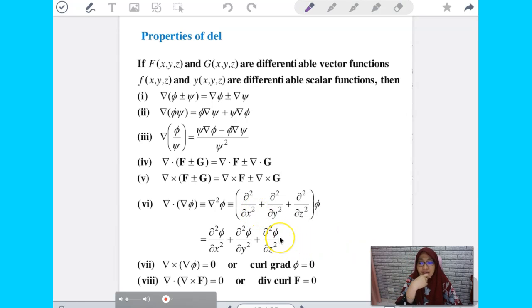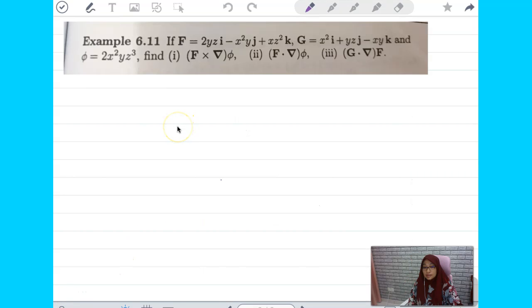So in this video, I want to share with you another example. Here I give you another example that I'm taking from a book. You are given two vector fields, and also you have a scalar field. Okay, so look at question 1.